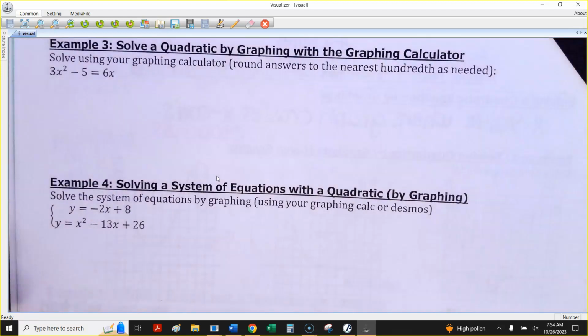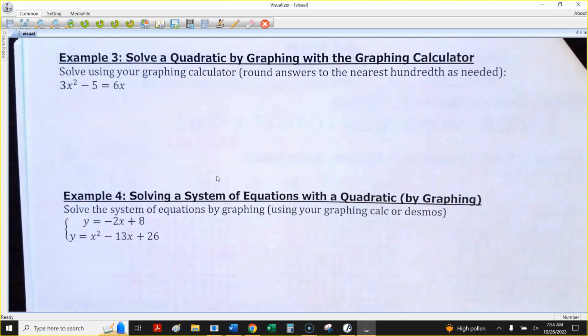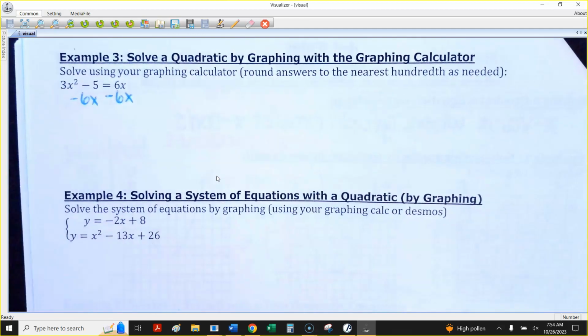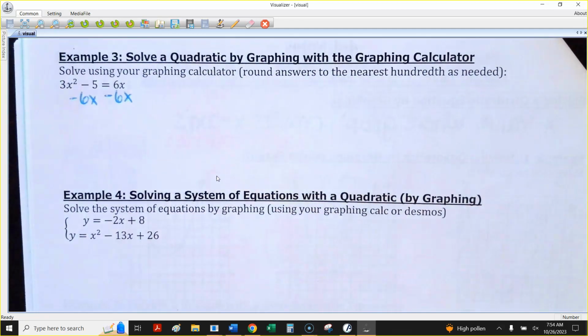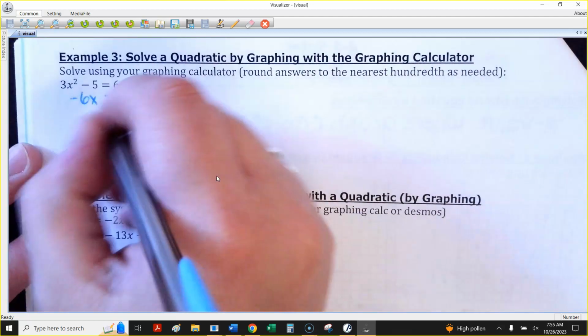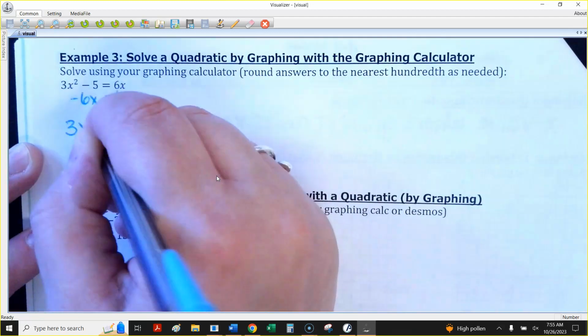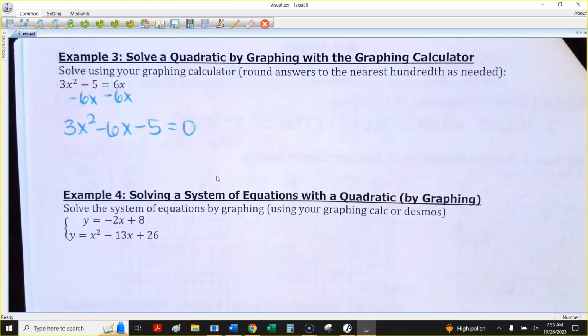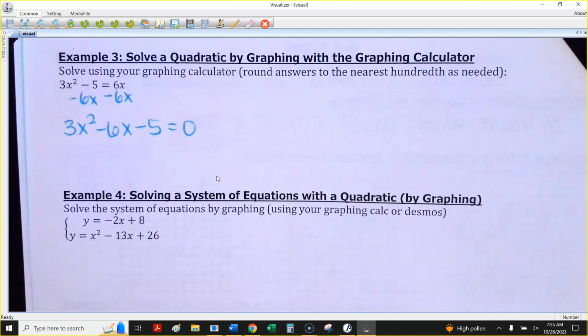So first, I'm going to set this equal to 0 real quick. I'm going to subtract the 6x. In this scenario, when you set it equal to 0 and you're using your calculator to solve, you don't have to have the squared term be positive. That's not necessary. It's totally up to you. I'm just going to keep the squared term where it's at and write this in standard form: 3x squared minus 6x minus 5. Now, if you sat here and tried to factor this, you're not going to find factors of -15 that add up to -6.